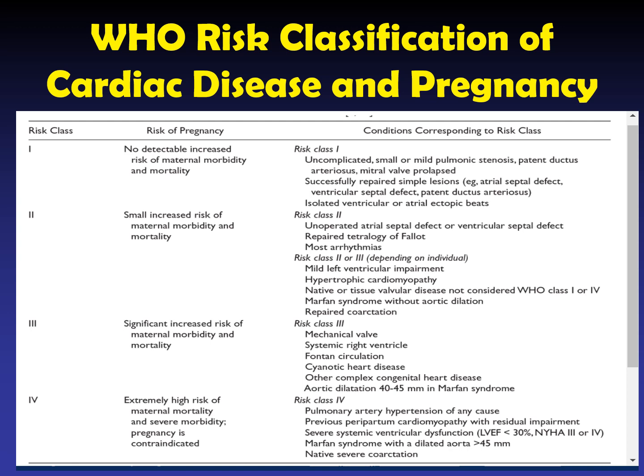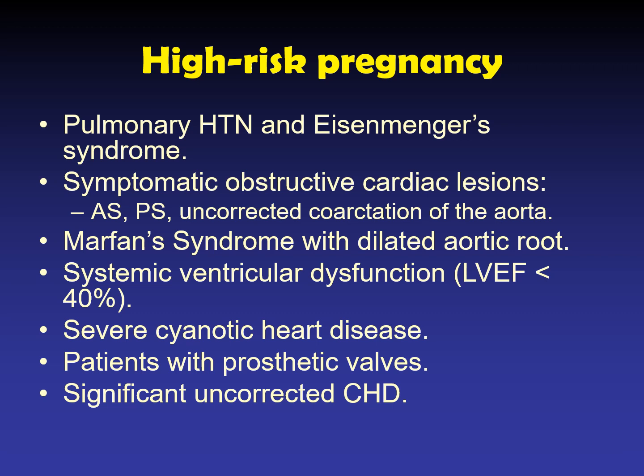Included in risk class 4 would be pulmonary artery hypertension, peripartum cardiomyopathy, severe systemic ventricular dysfunction, Marfan's, and native severe coarctation. So this would constitute a high-risk pregnancy as mentioned in the previous slide.